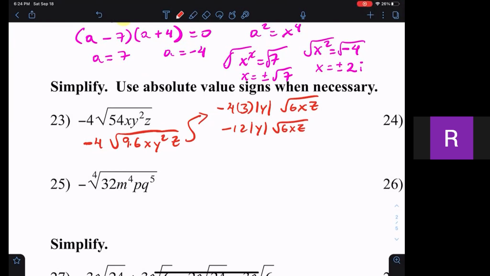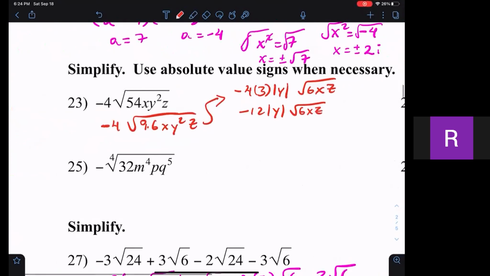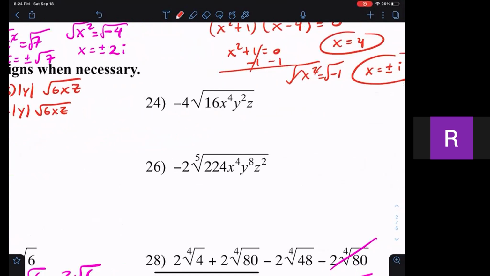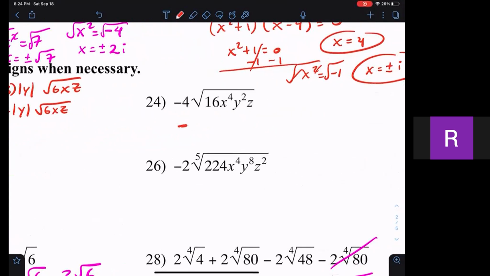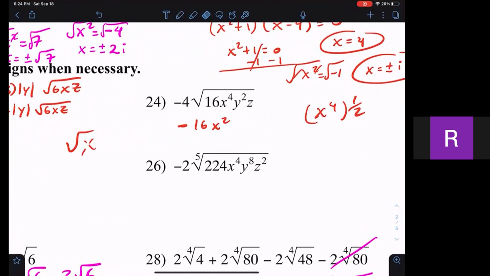Just double check. Don't want to make a mistake. That's correct. Next, this thing, 24, right? So here it is very easy to predict. The square root of 16 is 4. 4 times 4 is 16. x squared comes out, right? Because remember, square root, if you have x to the 4, this is the same as saying x to the 4 to the 1/2. So that's going to be x squared, right? So that's the reason I say x squared.